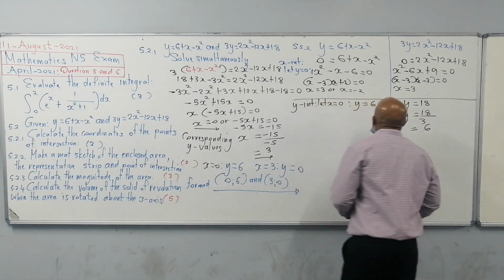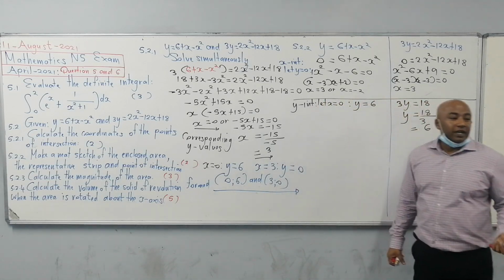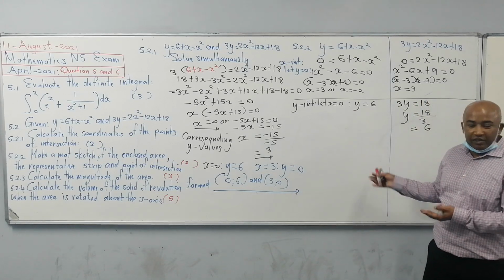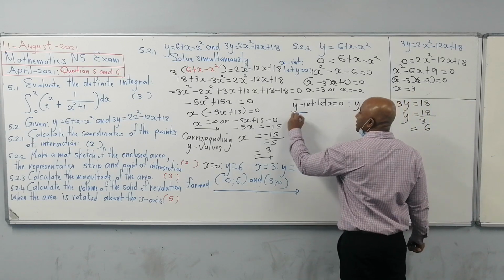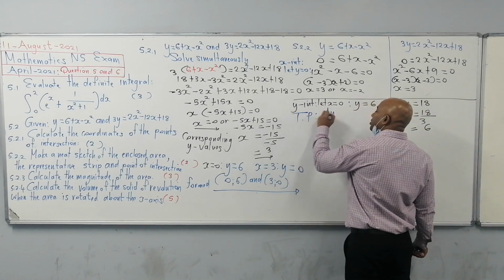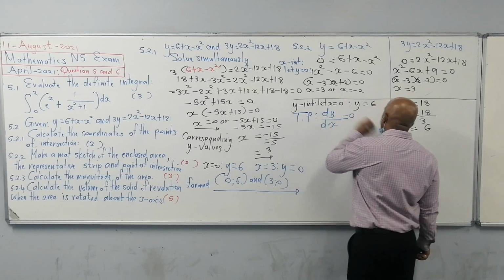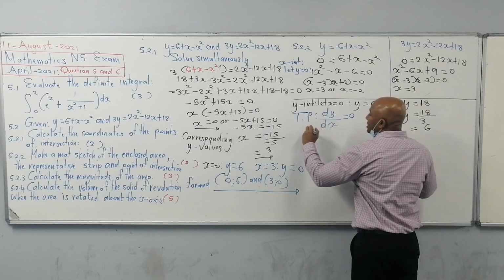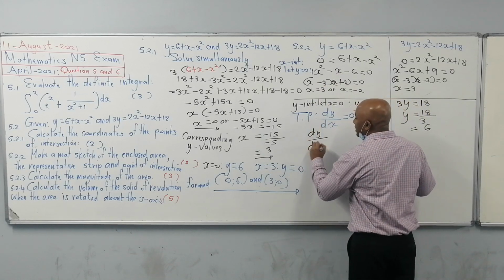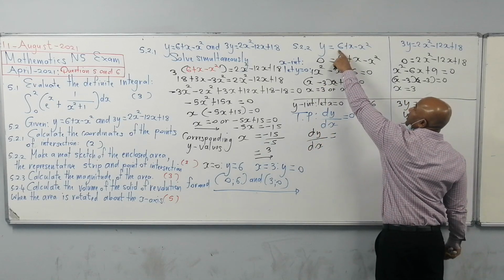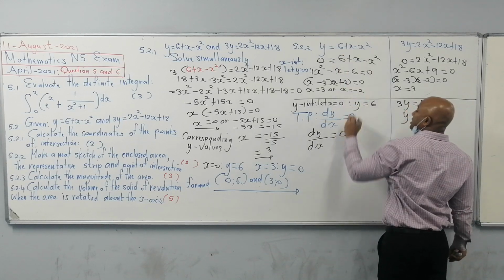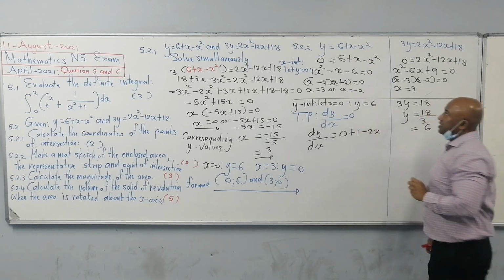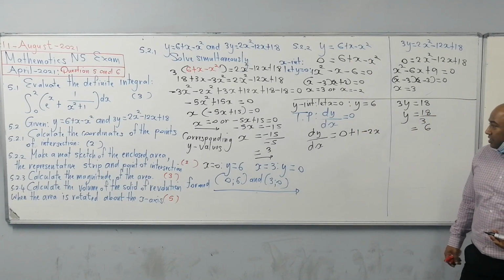Okay, so for turning points, you can use minus b over 2a, but let's use the first derivative here since we are dealing with calculus. So for your turning points, you make dy over dx equal to 0. Let's find dy over dx. The derivative here, that's a 0. This is a 1, and this is minus 2x. The derivative of minus x squared is minus 2x.